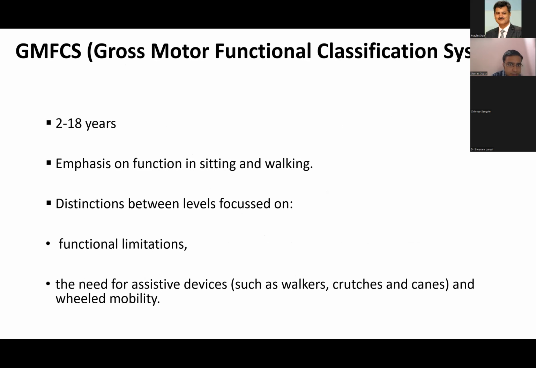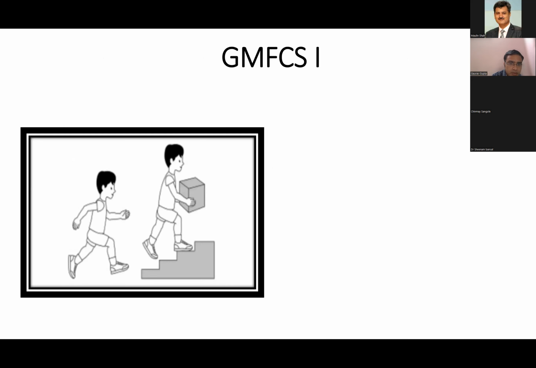Here the emphasis is on function in sitting and walking, and the distinctions between levels are focused on functional limitations and the need for assistive devices like walker, crutches or canes, and whether there is a need of wheeled mobility or not. So here they have classified kids into 5 levels.